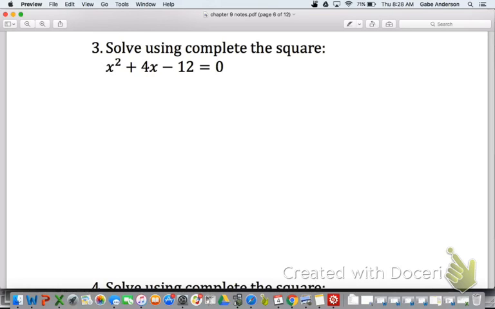So here we go. Step number 1, take the C to the other side. So I'm just going to say C goes to the other side. So that looks like this. X squared plus 4x equals 12.